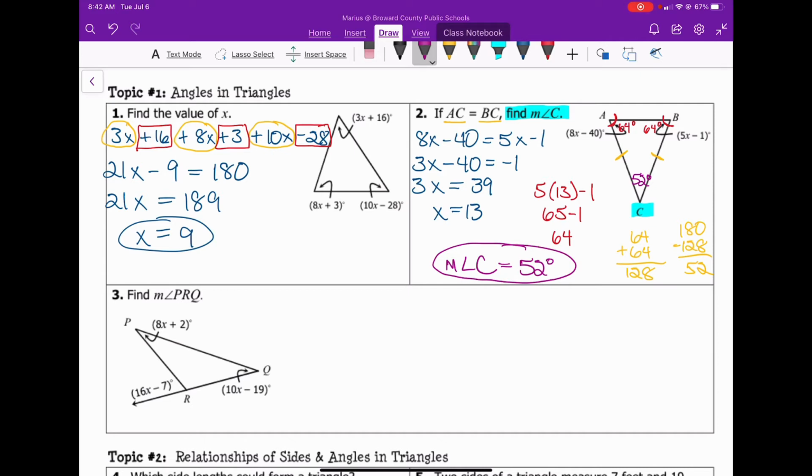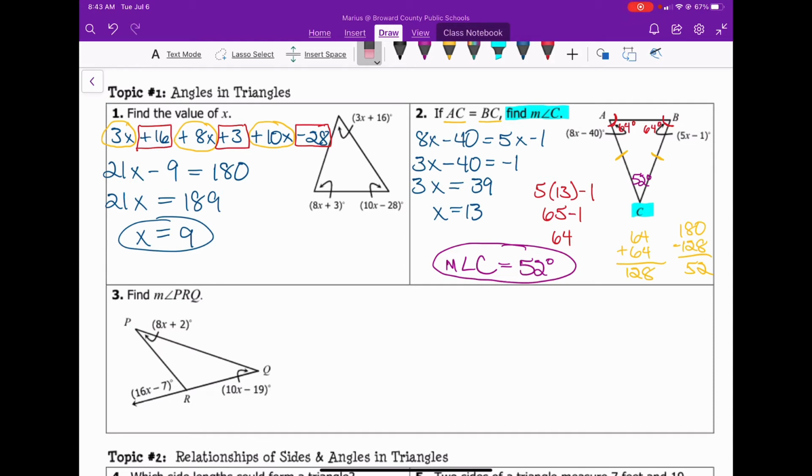Okay. All right, let's take a look at number 3. Number 3 says find the measure of angle PRQ. Now, before we can do any of that, if we're looking at this diagram here, we have an angle on the outside, an exterior angle right here, okay? And that's really talking about this side of the line. So that expression belongs right here, okay?